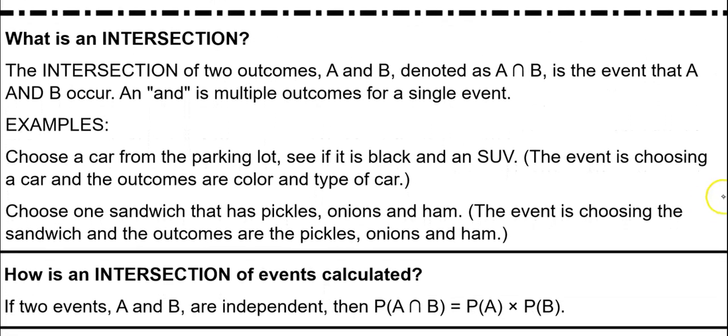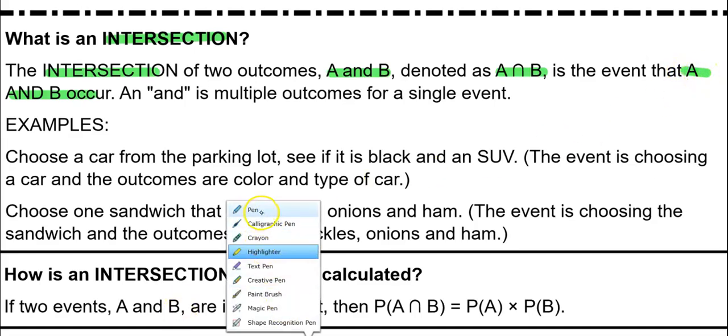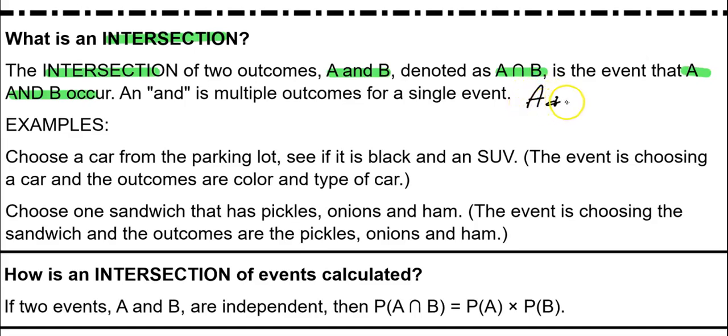To understand independent and dependent events, we need to understand the word intersection. The intersection of two outcomes, A and B, is the event that A and B both occur. So what we need to know is that A and B both occur. Let's make sure we write that down. That's an intersection, an AND event.